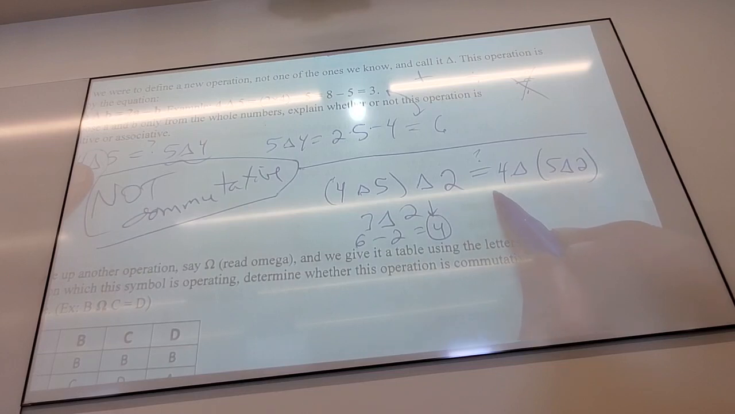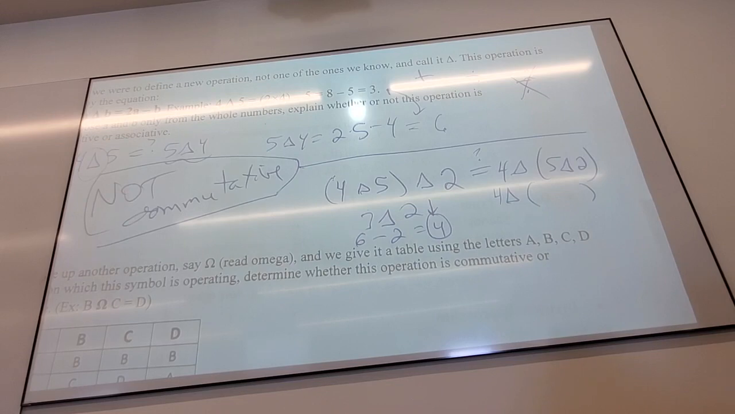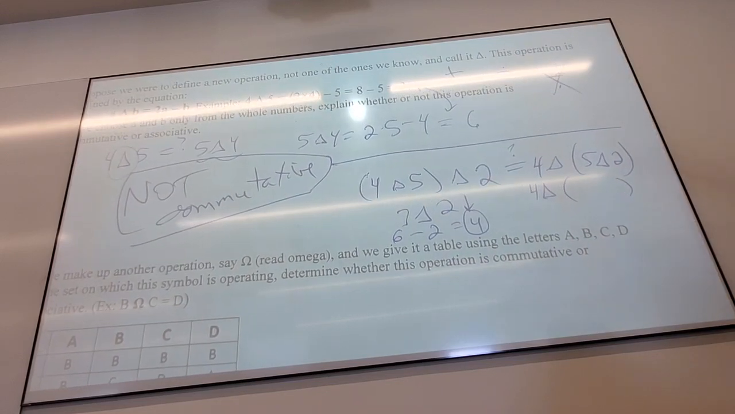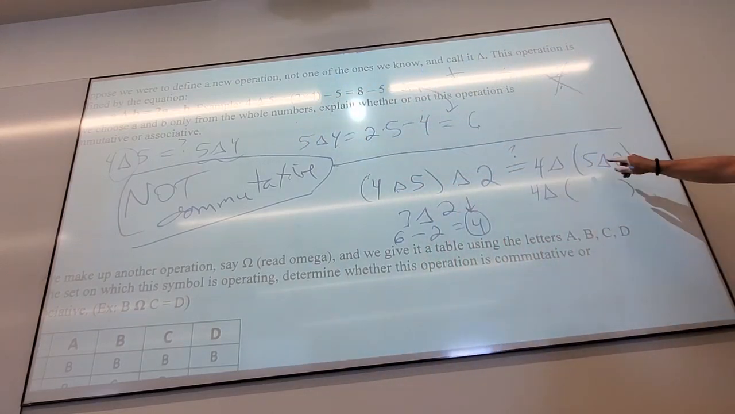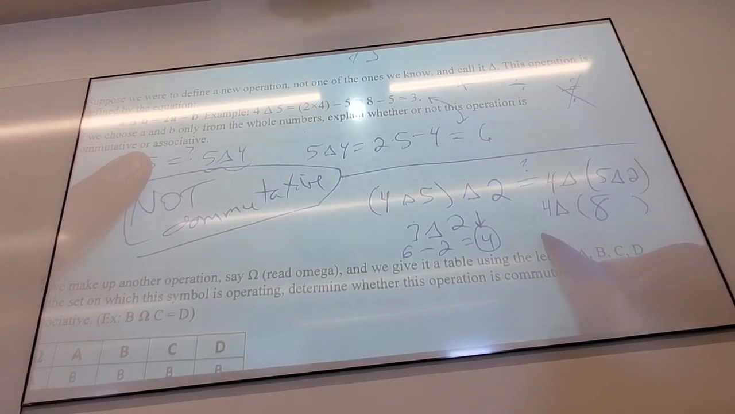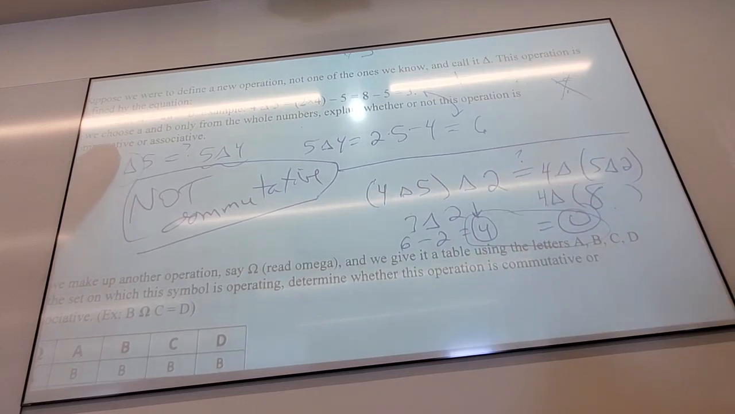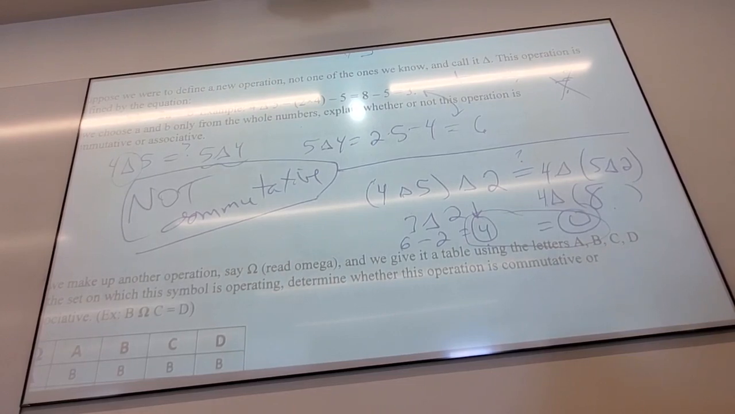How do I figure out 5 delta 2? What does the delta function always do? The first number I double it, and then I subtract the second number. So what's 5 delta 2? It'll be double 5 minus 2, 8. And then how do I do 4 delta 8? 2 times 4 minus 8, 0. Are these the same? No. So when I move the parentheses, does the answer remain the same? No. So this is not commutative and it's not associative.